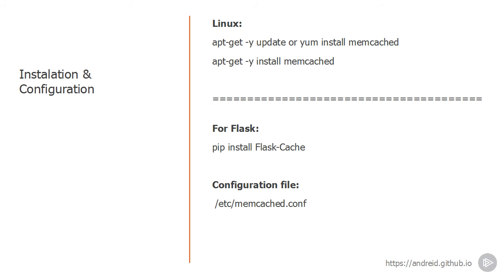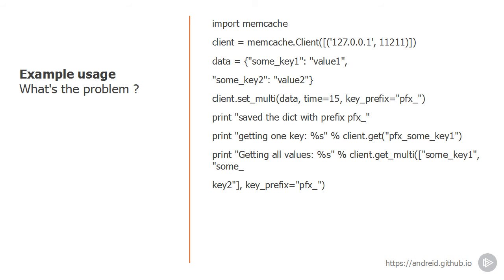So how do we install and configure them? For Linux, we just run apt-get update and apt-get install memcached, and we will also install a plugin for Flask called Flask-Cache, which handles the connection and creates some very nice-to-use decorators for us. The configuration file is very easy to find: /etc/memcached.conf.